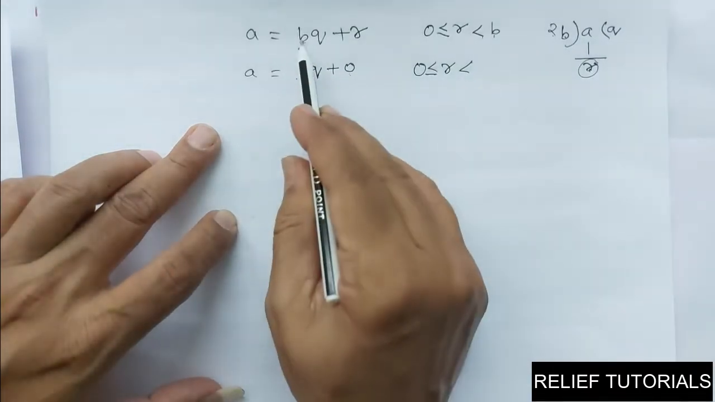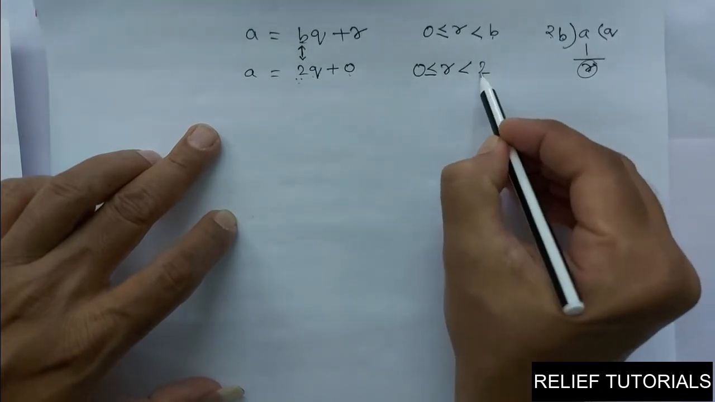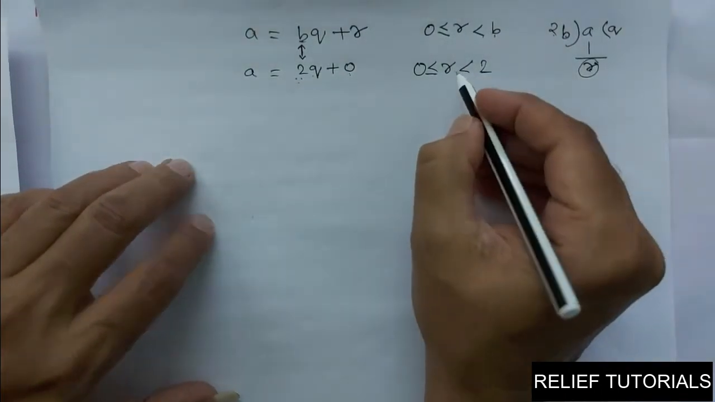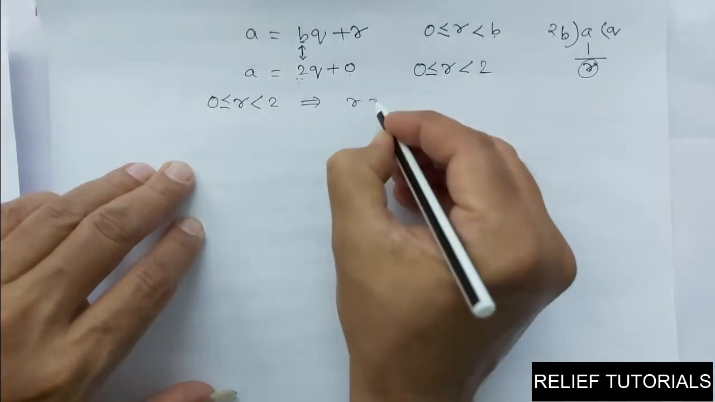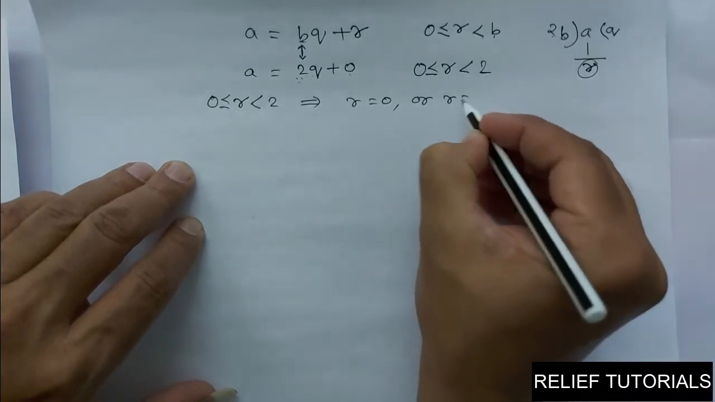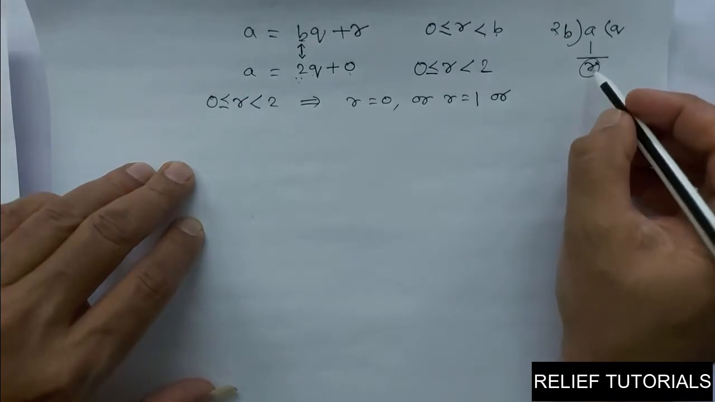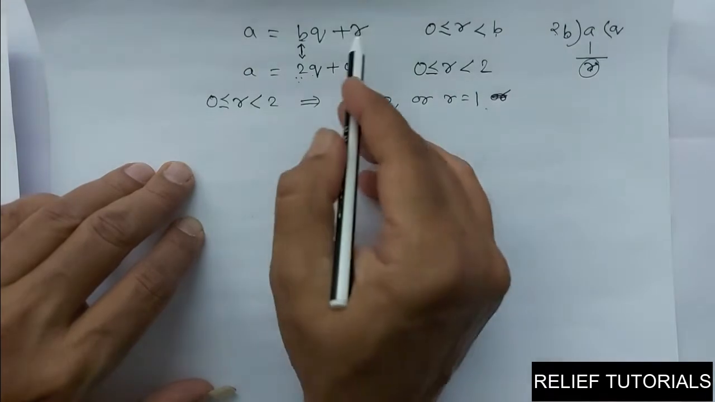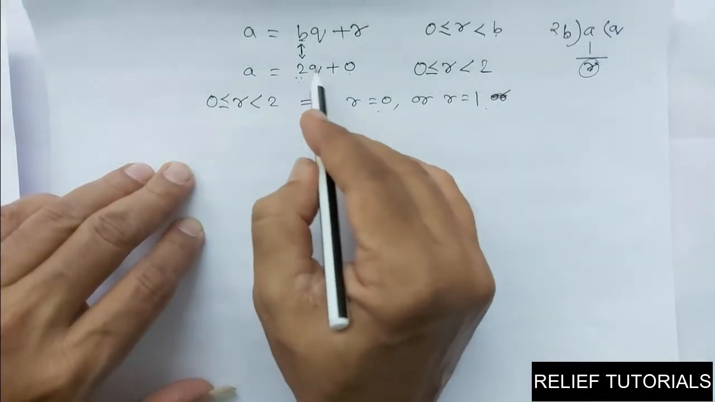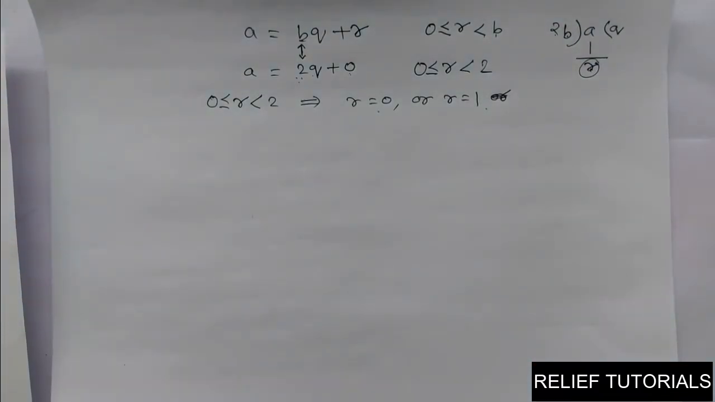2q plus r, remainder is 0, b is equals to 2. So r will be greater than or equal to 0 and less than 2. So what does it mean? It means that r is greater than or equal to 0, less than 2 implies that r is equals to 0 or r is equals to 1. No, it is not equal to 2. Here you will never get 2. r is less than 2 means 0 or 1. So r is 0 or 1. So what you will get? a is equals to 2q plus 0 and 2q plus 1. Clear? So this thing you have to use in order to prove few facts.